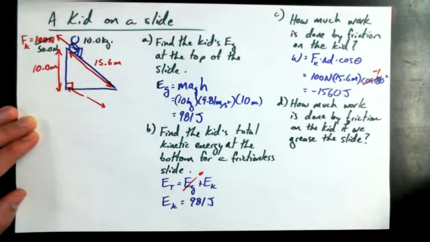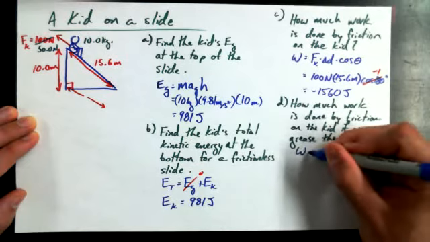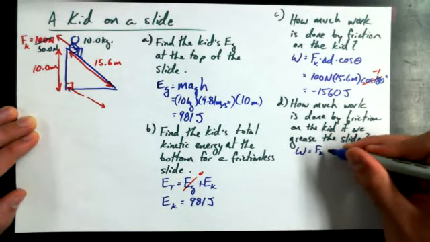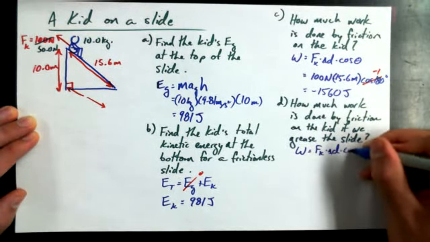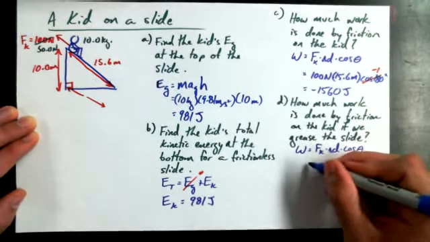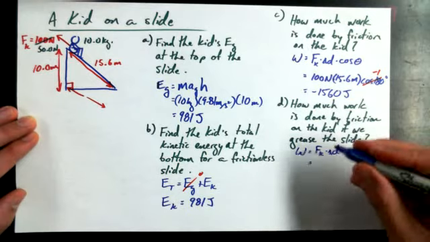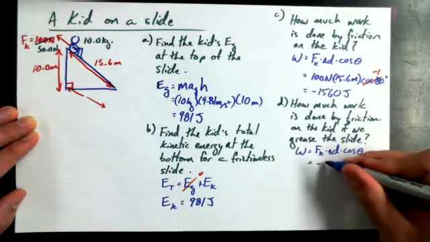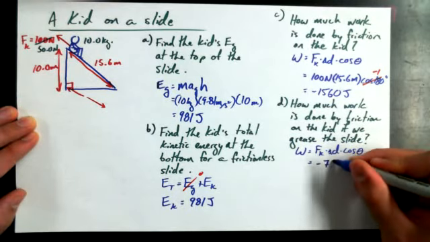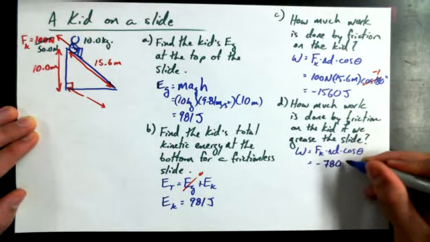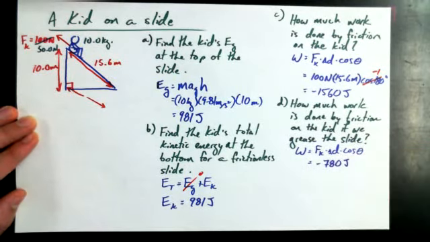Okay? 780. Oh, you beat me to it. Okay. So work is equal to Fk, same formula, times delta D, times cosine of theta. We plug in our values. I halved the friction force, so you actually do end up halving the work as well. 780 joules of work.